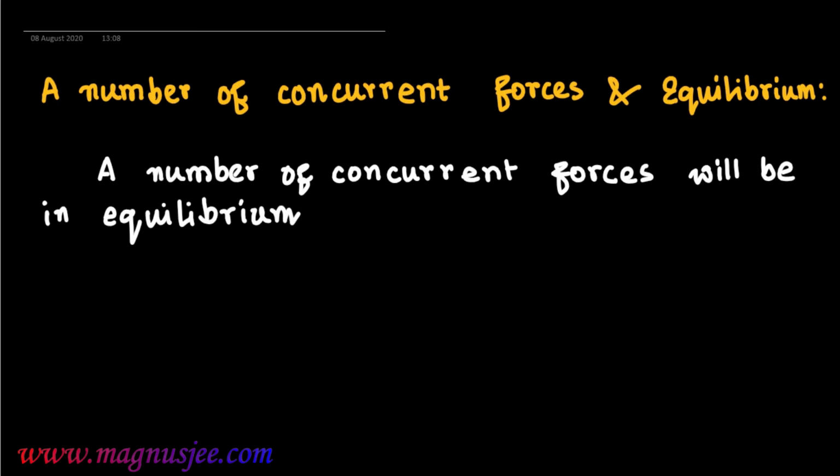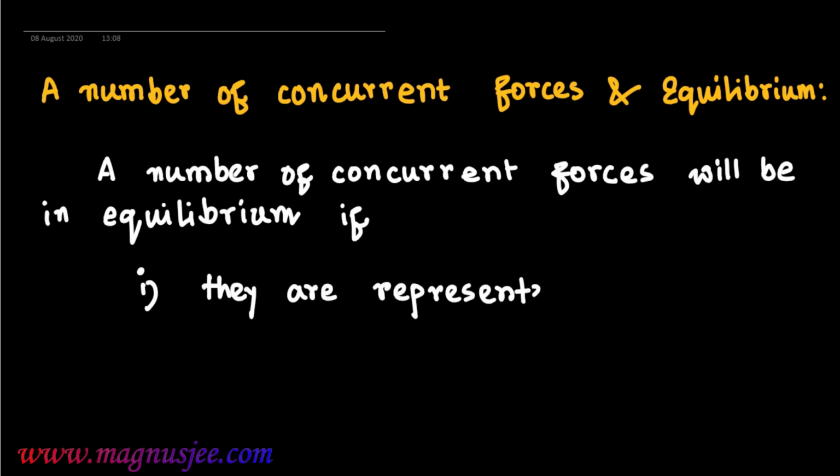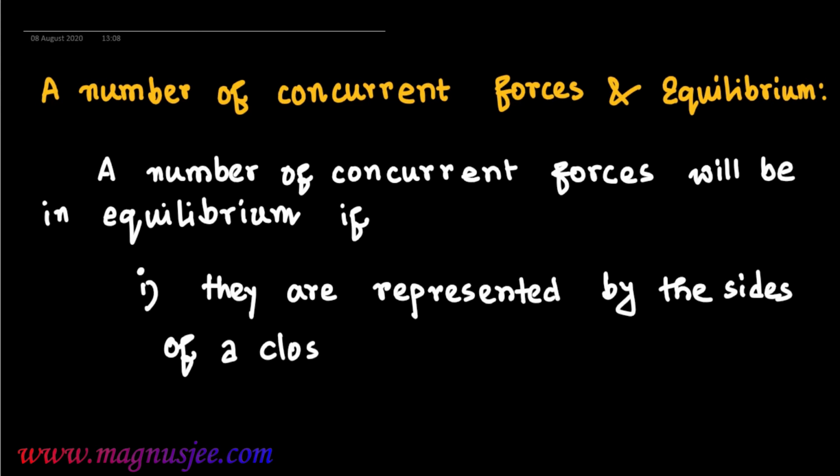will be in equilibrium. That means the body on which this number of concurrent forces are applied will be at rest or will be moving with uniform velocity if they are represented by the sides of a closed polygon taken in the same order.